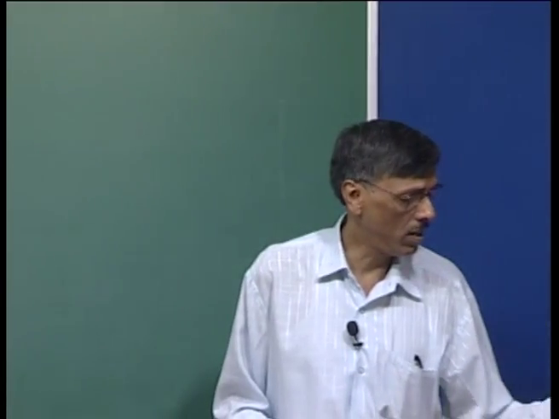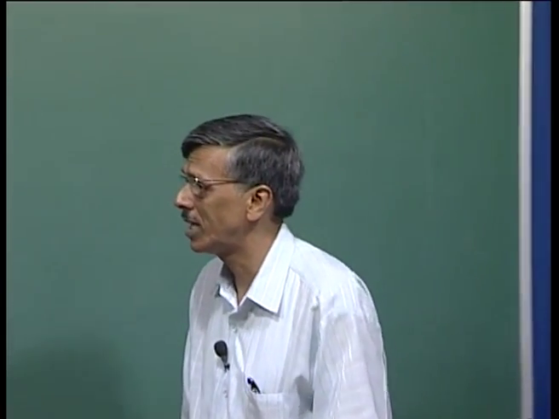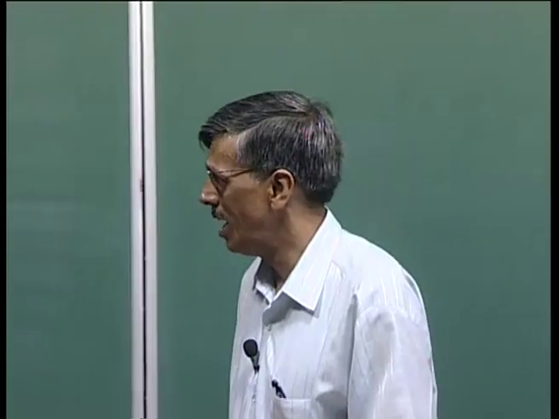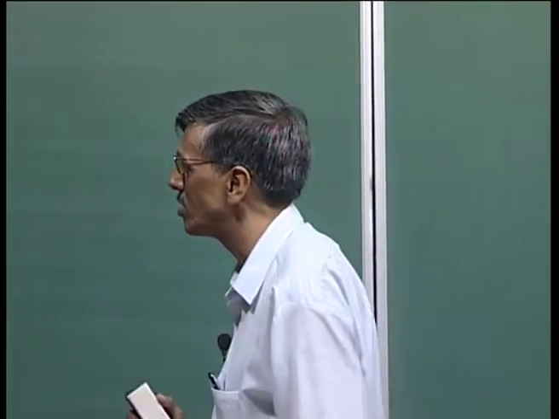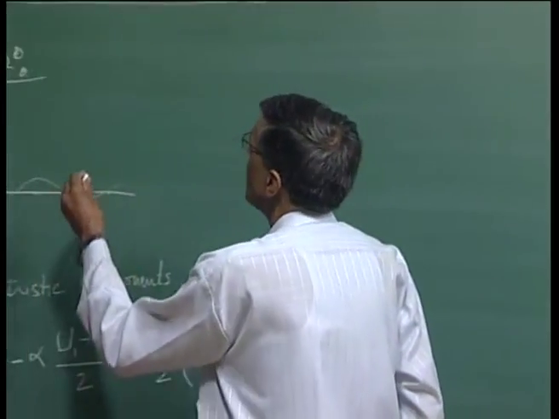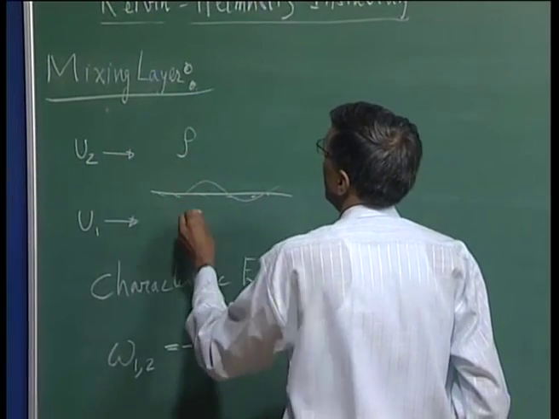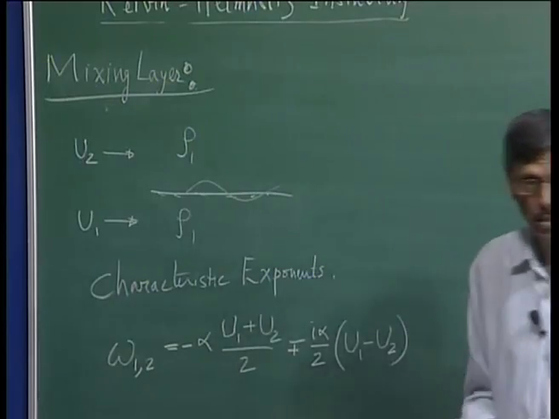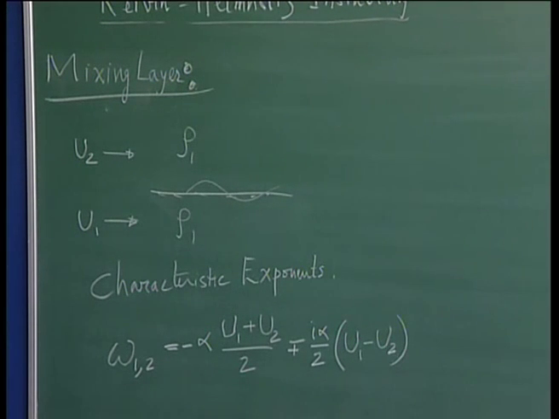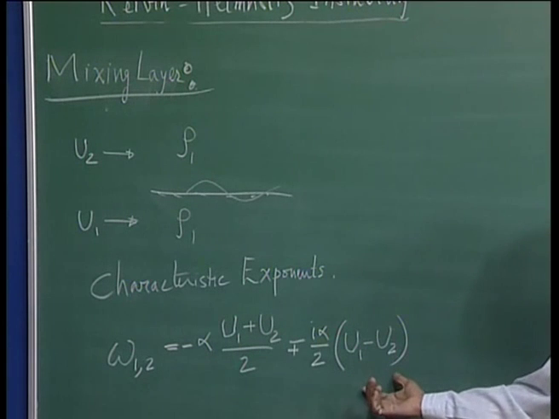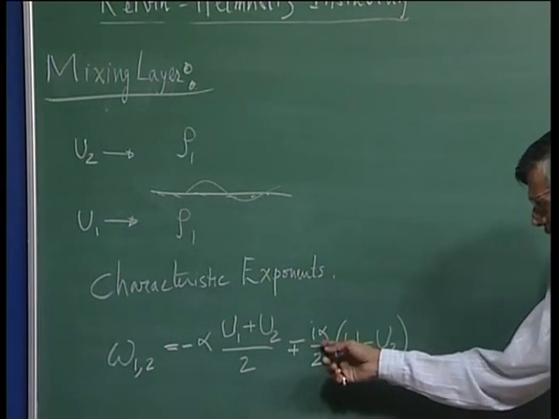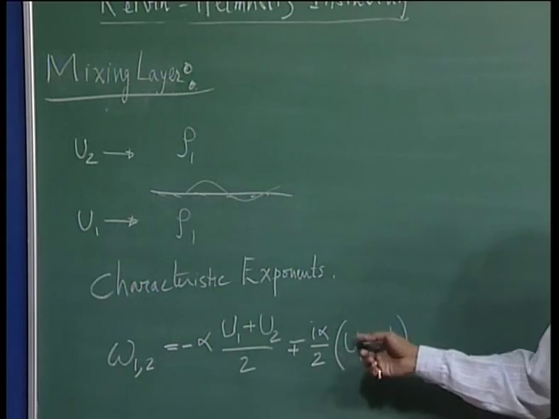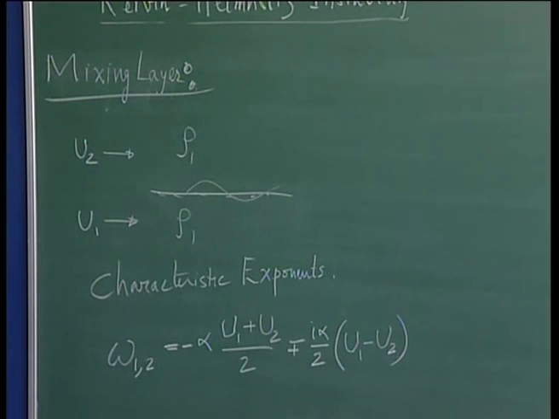Okay, in the last class we were talking about Kelvin-Helmholtz instability, and one last topic that we wanted to discuss was the problem of the mixing layer. So, we have the same fluid rho 1 and rho 2, but it is approaching the interface at two different velocities, and we worked out the characteristic exponent like this. And because there is this part with a negative imaginary part, you can immediately see that it is unstable.